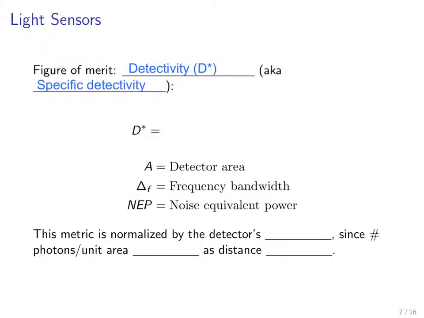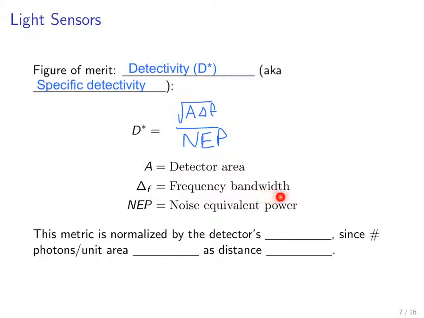Okay, and it's given by this equation. D star is equal to the square root of A times delta F, divided by NEP. So there are three variables in here. The first is A, and that is the area of the detector.